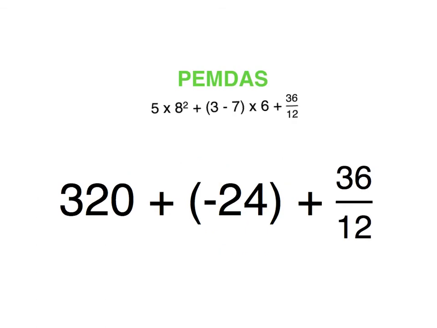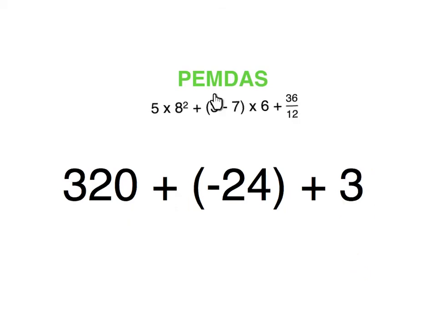We still have one division to do. Remember that a fraction bar indicates division. So this says 36 divided by 12. 36 divided by 12 is 3. Since they're both positive, it's positive. Now that we've finished all of the multiplication and division, we move on to addition and subtraction.